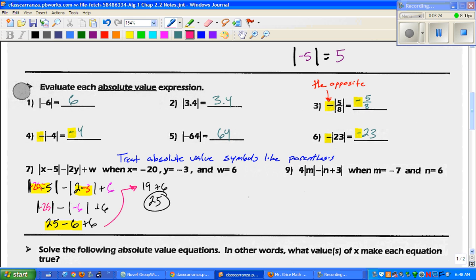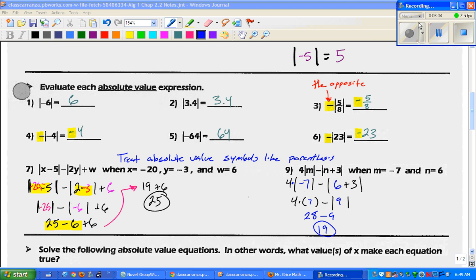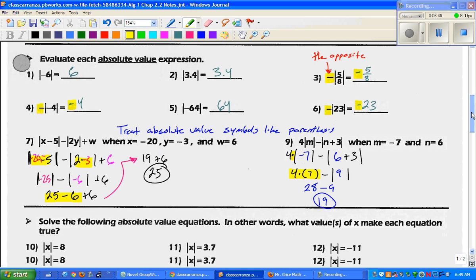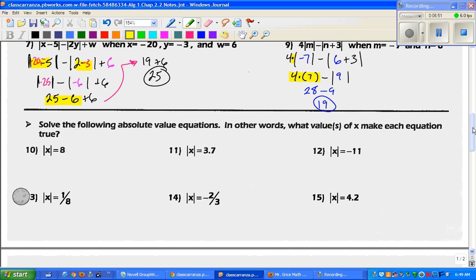All right, why don't you try number 9 by yourself? Go ahead and pause the video, and then the answer will be up in just a second. All right, there you go. Now, key things to notice is whenever there is a number next to an absolute value symbol, that means to multiply. Okay? All right, let's look at the next couple problems.